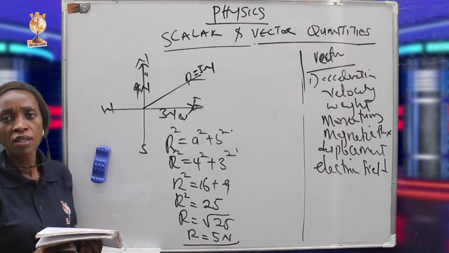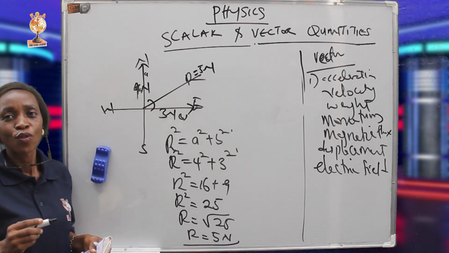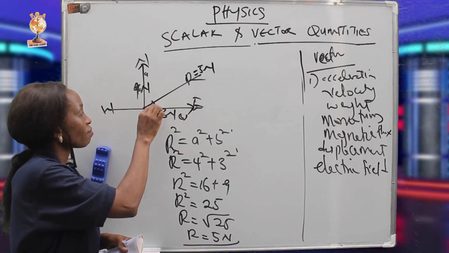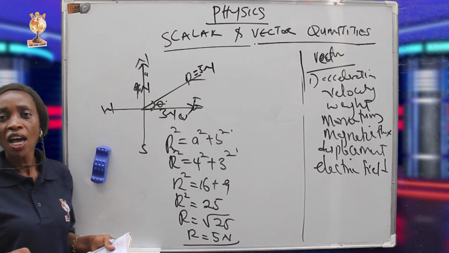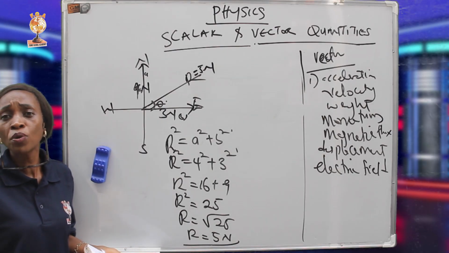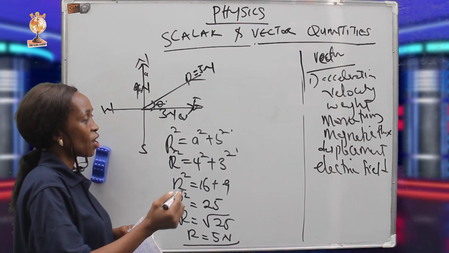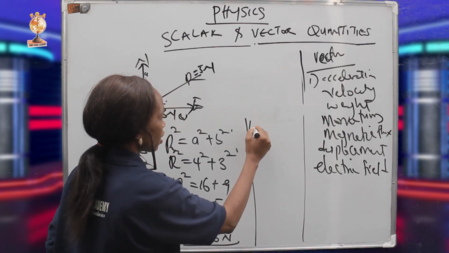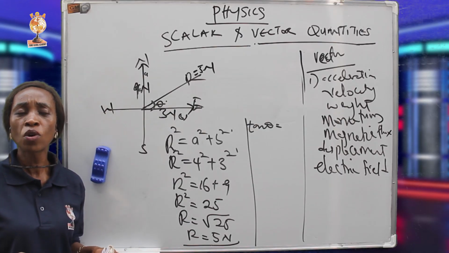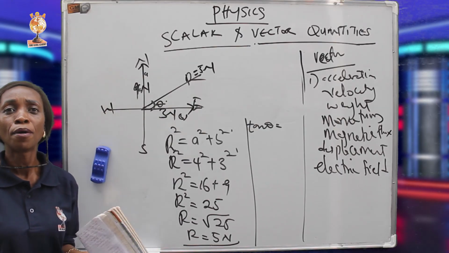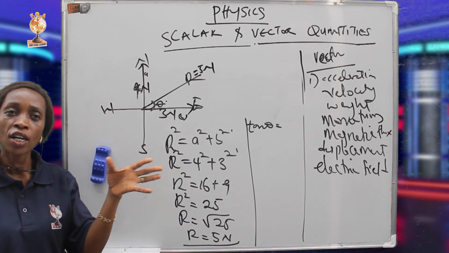5 Newton. But as it's doing that, it's making an angle, theta, and the angle theta must also be calculated. Sometimes you can be asked to calculate what angle the resultant makes. At that stage, we have tan theta is equal to, what is tan? There's a short form for remembering tan, sine, and cosine. We call it SOHCAHTOA.